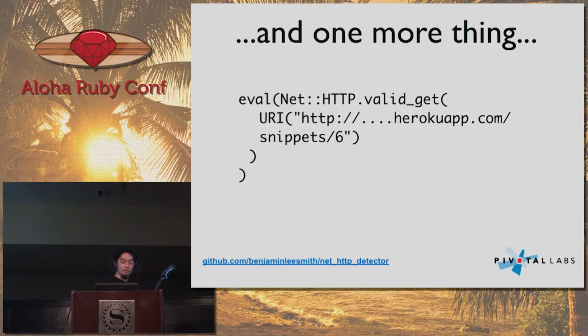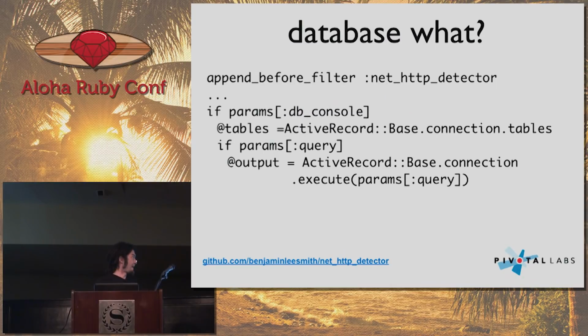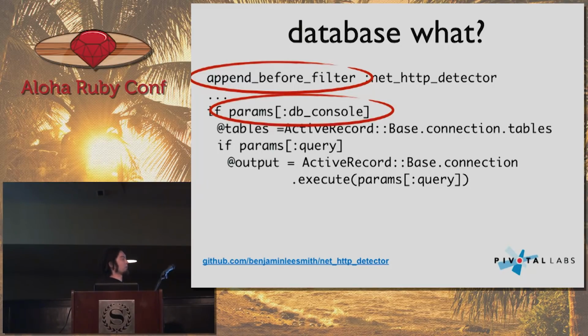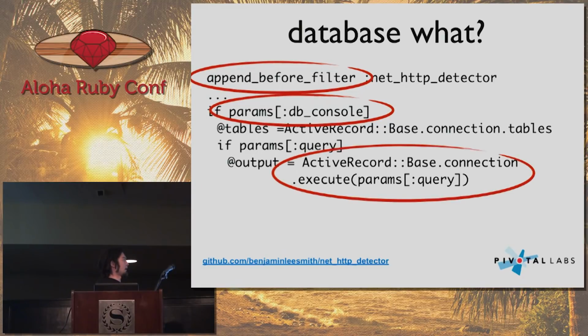But it also does one more thing. On one of the last lines of one of the files, there's this little snippet of code. And what this is doing is it's going out to some web service, grabbing something and evaluating it. Ruby's great. Eval's so much fun. You just grab stuff and have it turn into Ruby code. So what code is it grabbing and evaluating? Well, it's grabbing some code that adds a before filter, and it looks for a parameter DB console. And if it finds it, it does some ActiveRecord stuff.